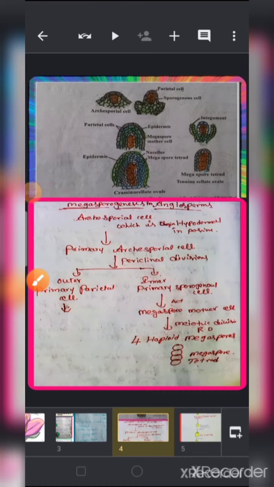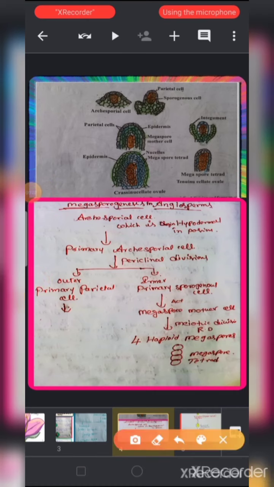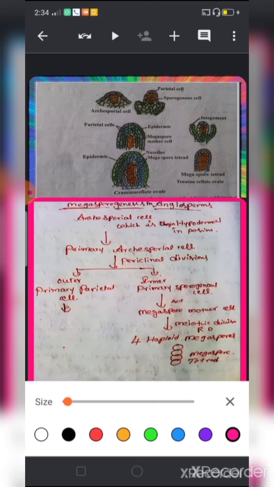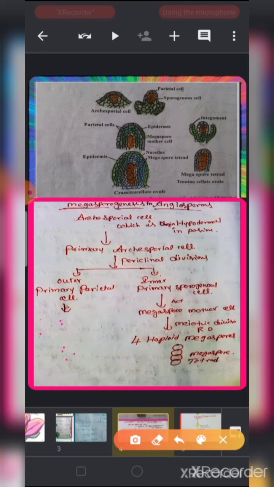Let's talk about the megasporogenesis. The process of development of female gametophyte or megaspore is known as megasporogenesis. In this megasporogenesis, mega spore equals female gametophyte and genesis means development. Before going to talk about megasporogenesis, first we have to know about the female flower part.